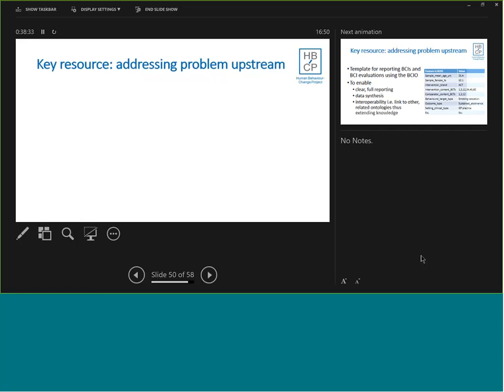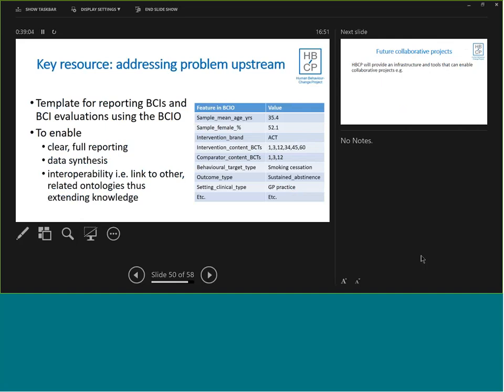So going back to the beginning of my talk, I was really talking about the frustration, the problems of trying to make sense and trying to synthesize evidence as currently reported. One of the things we're doing is to use the ontology to develop templates for people to be able to describe their interventions right from the beginning in ontological terms. So here is just an example of a feature or some features within a behaviour change intervention ontology and how that could be reported. So what's the particular feature? We've just taken a few little examples. What's the value of that feature?